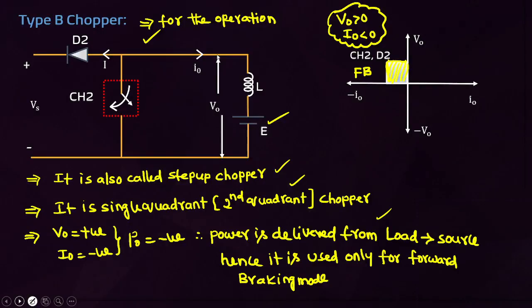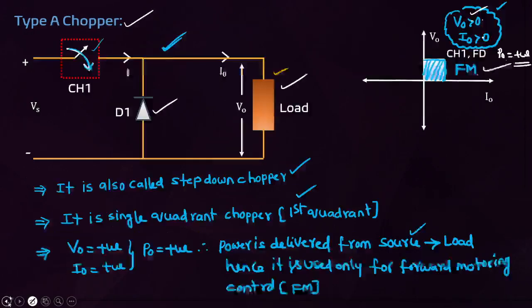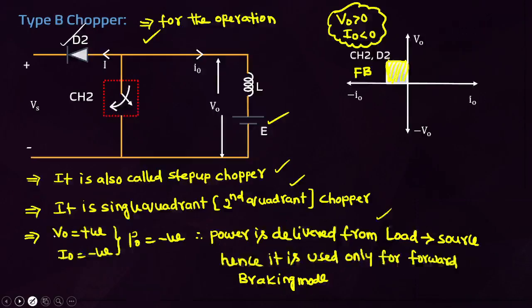Next, type B chopper. How to identify the type B chopper, friends? Here in type A the diode is across the load, here the diode is at the source side. Then it is the type B chopper. V0 greater than 0, I0 less than 0. It is the second quadrant chopper, forward braking operation. The power is negative, which means power is delivered from load to source. Mainly you have to concentrate on these points.